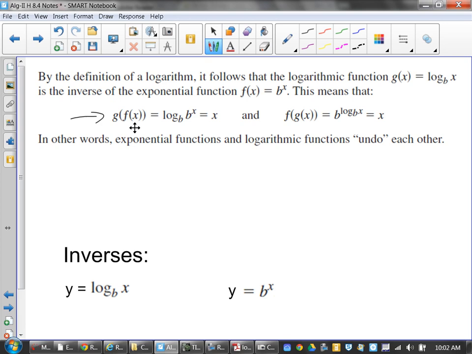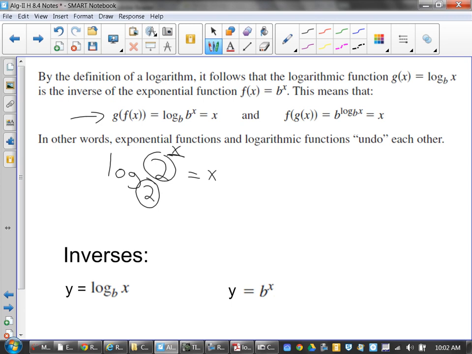If you have log base 2 of 2 to the x, that equals x. Here's why. Since these two numbers are the same, the log base and the base of this exponent, they undo each other. That's why that problem worked. That's why we were able to solve for x.